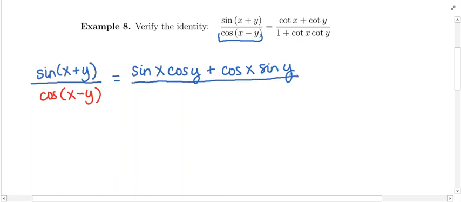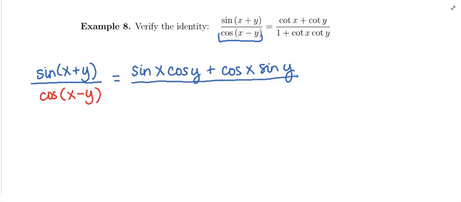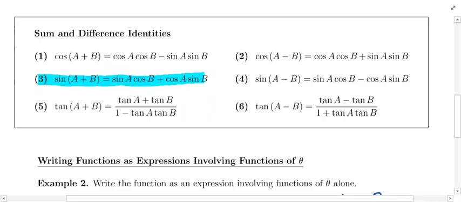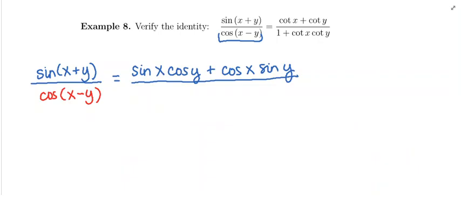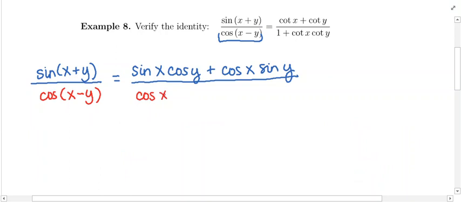And then similarly, we can do this to the denominator. We just need to use the difference formula for cosine. If we go back to page 1, that's going to be this formula, because we have the cosine of something minus something. Remember, the minus sign is taken care of by this formula. So this is going to be the cosine of x times the cosine of y plus the sine of x times the sine of y. After applying the sum and difference identities, this is where we leave off.